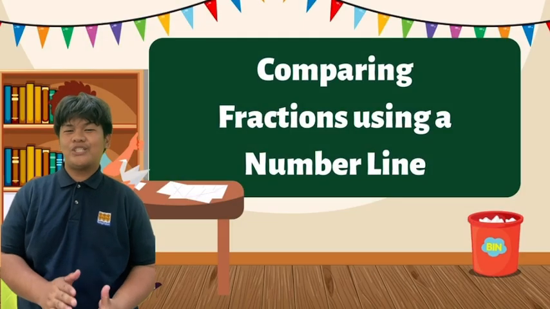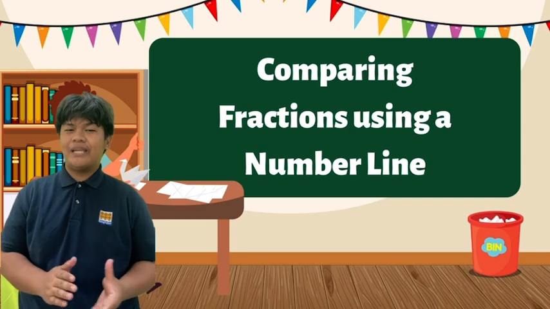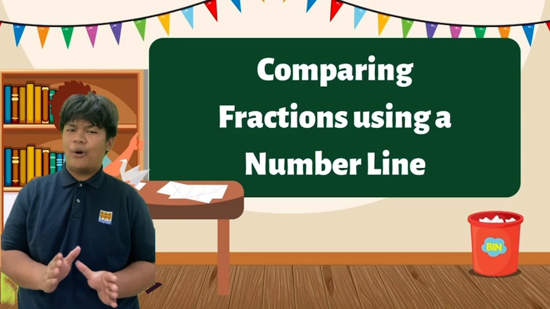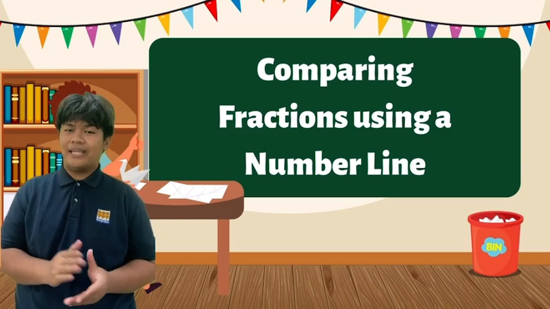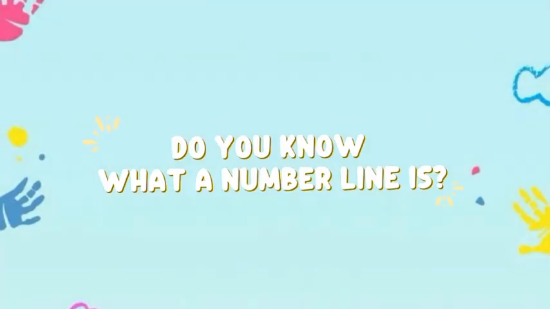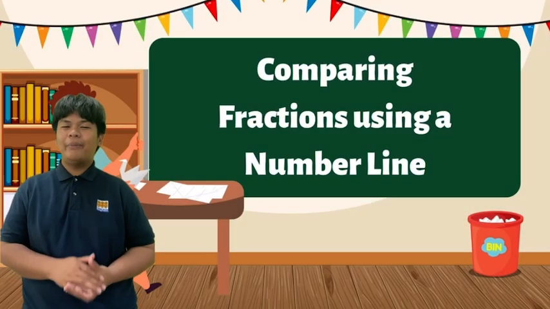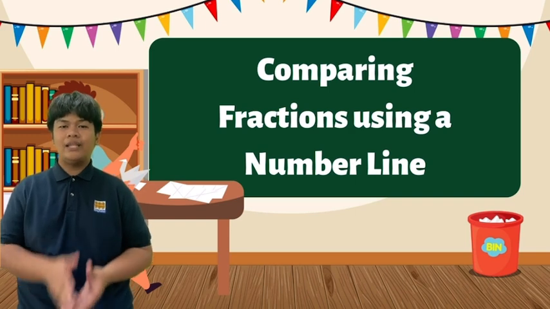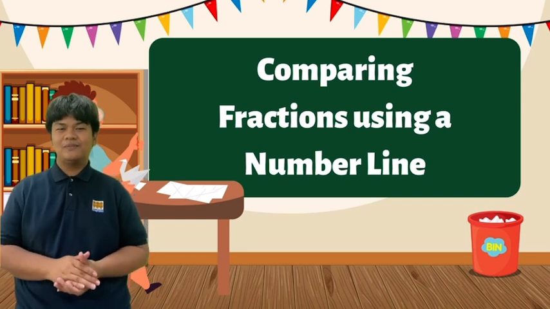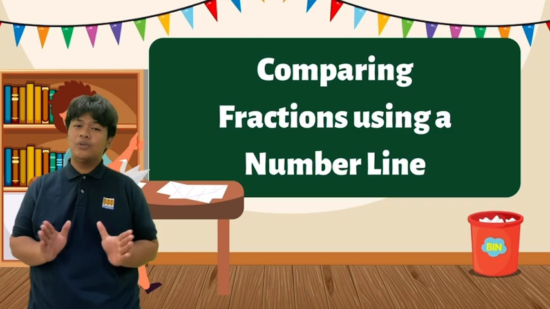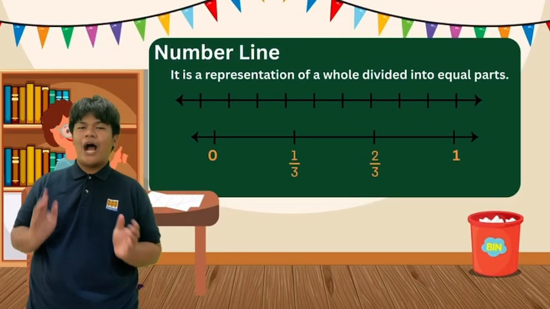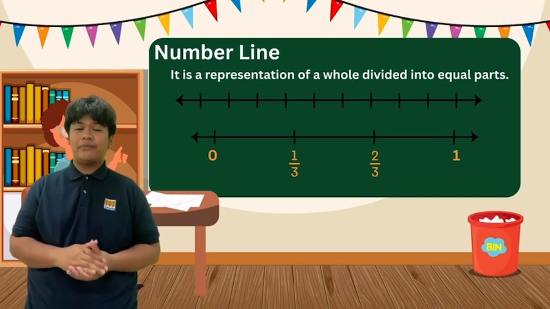Now that you know how to visualize with fraction bars, let's begin visualizing dissimilar fractions by comparing them on a number line. Now, who can tell me what a number line is? Correct! Remember to always divide the number line into equal parts and count up the correct number of parts to find your fraction. This is a representation of a whole divided into equal parts. This is an example of a number line. How about the first step in comparing dissimilar fractions?